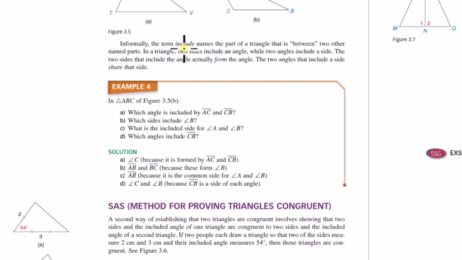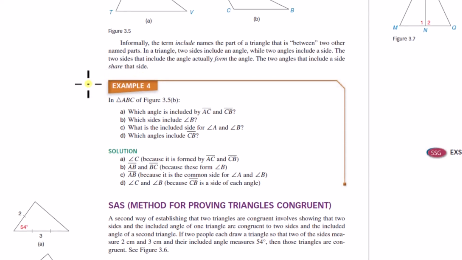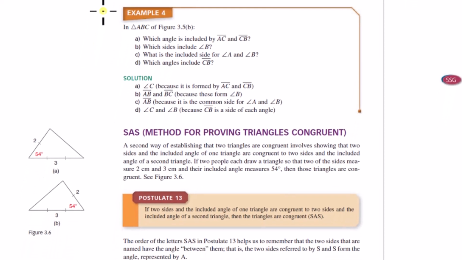It means between. And we can think about how with a triangle that the two sides that include the angle actually form the angle, right? That's what forms an angle, two straight sides with endpoints that meet at a common point, the vertex. So the two sides that include an angle in a triangle or even a polygon form the angle. And then in regards to a side between angles, the two angles that include a side share that side. They don't form the side, they share that side. So this is just some terminology you want to keep in mind going forward.